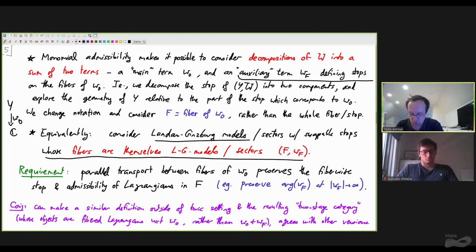And I just wanted to point out that I expect this construction of monomial admissibility is equivalent to the others and can be done outside the toric case, but I don't really know that for sure for now. This hasn't been developed outside the toric setting.